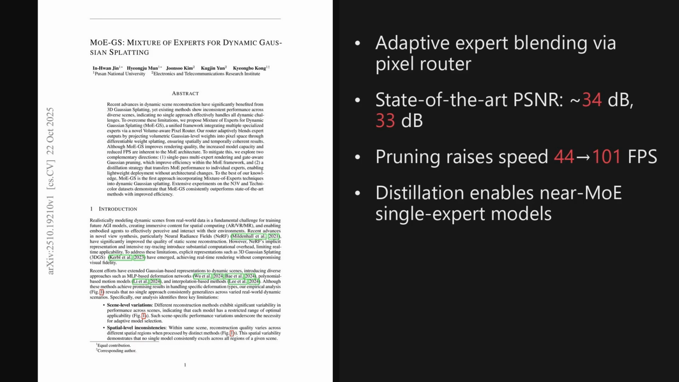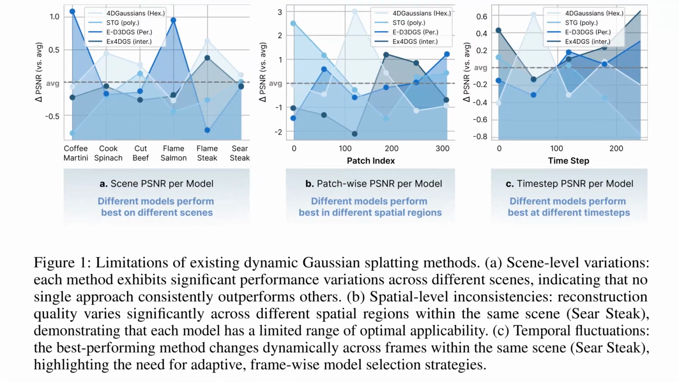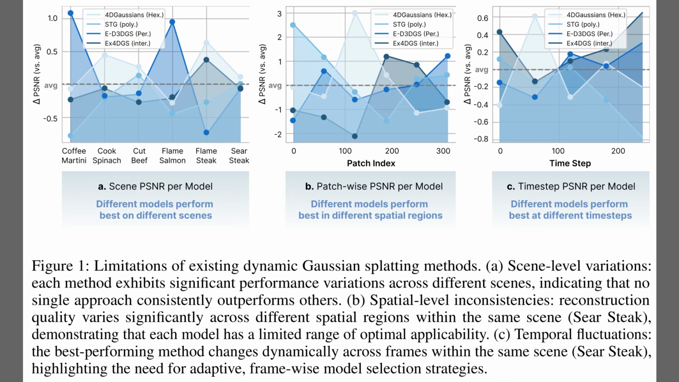Beyond accuracy gains like mid-34 dB on the N3V dataset and 33.3 dB on Technicolor, the study shows pruning can boost speed from about 44 to about 101 frames per second, and distillation enables near MoE quality with a single expert. Alright, the previous segment introduced the motivation and headline gains.